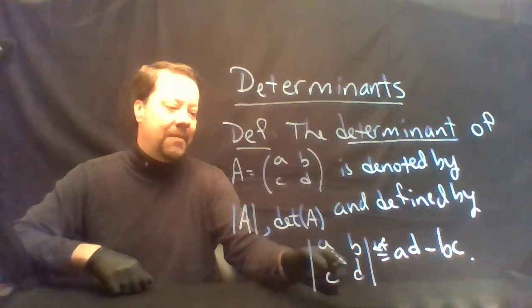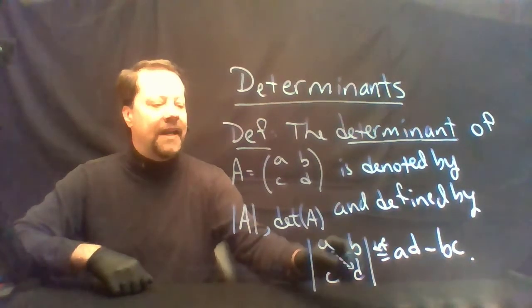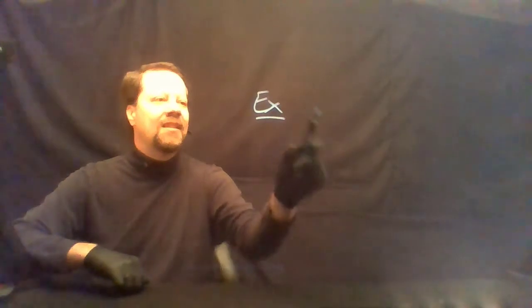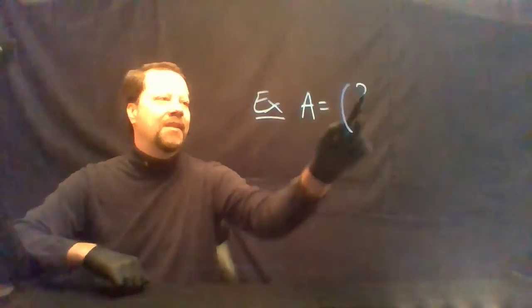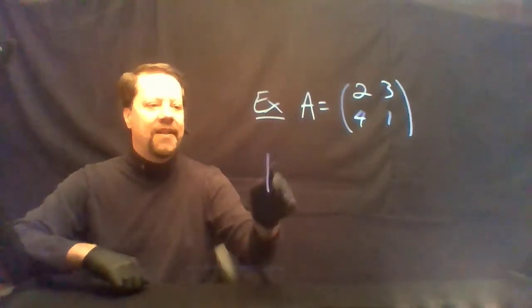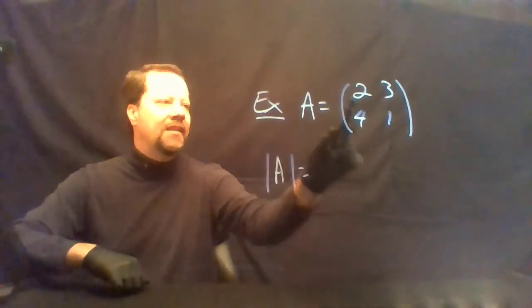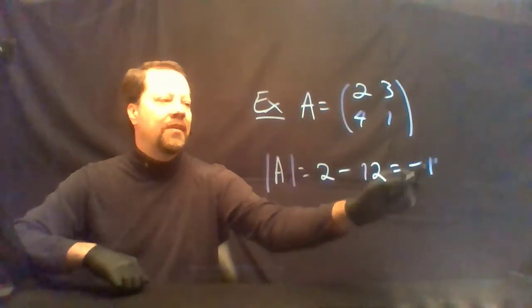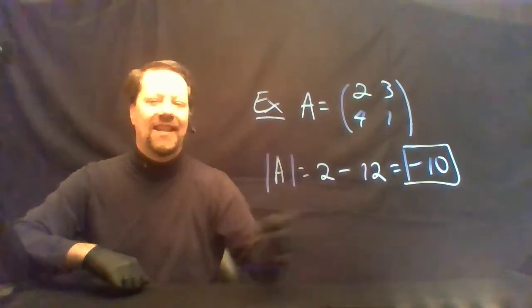So you make the product down the main diagonal, and then you subtract the product going the other way. So for example, suppose that A is the matrix [2, 3; 4, 1]. Then the determinant of A in this case is 2 minus 12 equals minus 10. Now that we've defined determinants for 2 by 2 matrices, how do we define them for 3 by 3s?